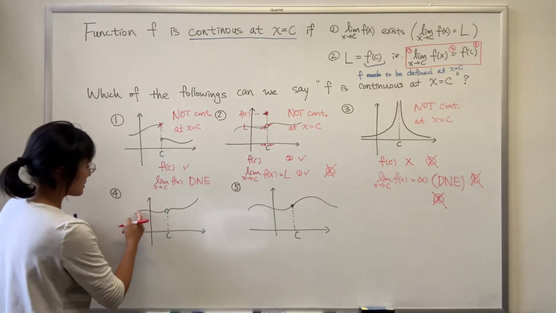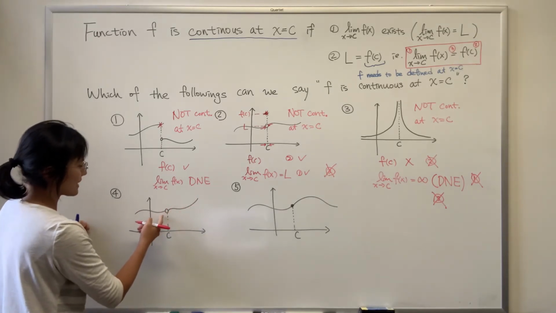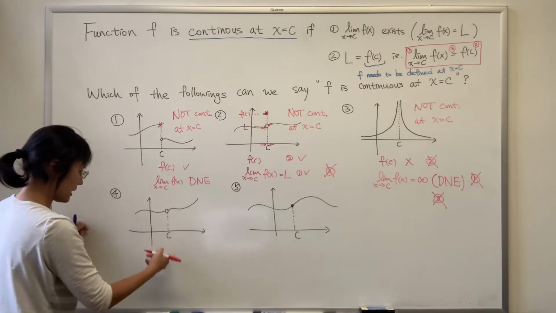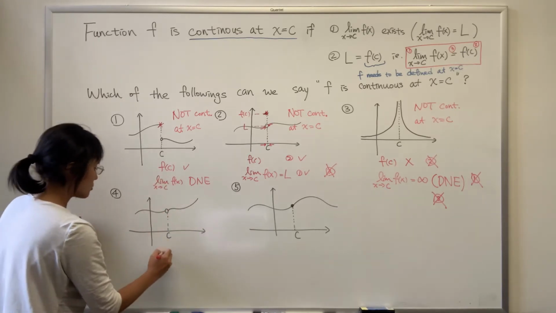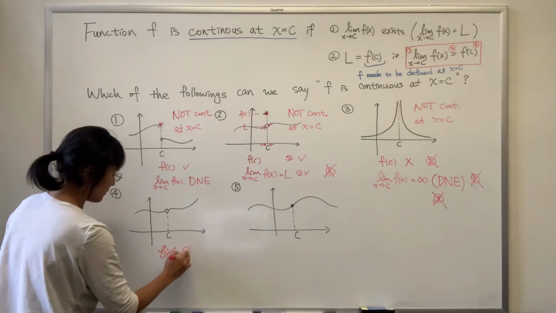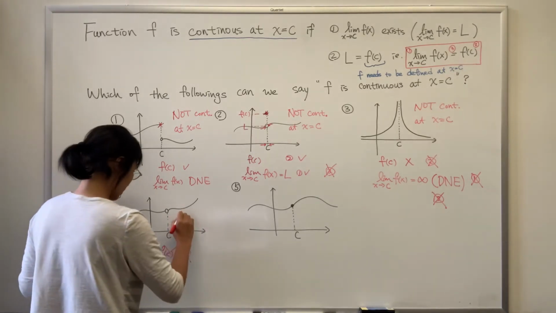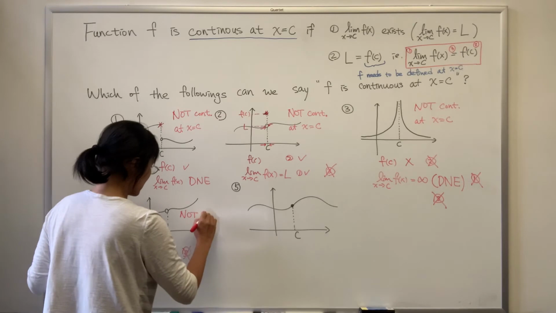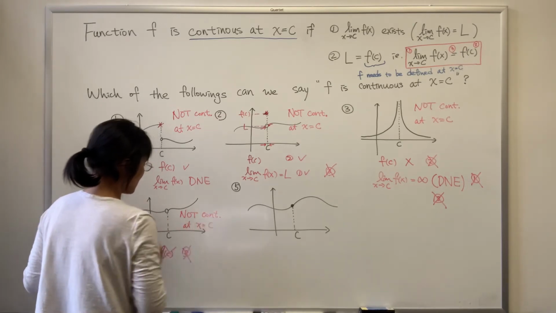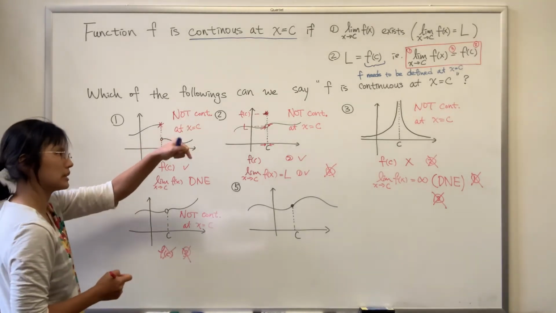So here you can see from the graph, this function is not defined at c, it's just an empty circle. There's nothing along the line x equals c, right? So we do not have f of c. So condition 2 failed. By knowing this, we can already say the function is not continuous at x equals c.